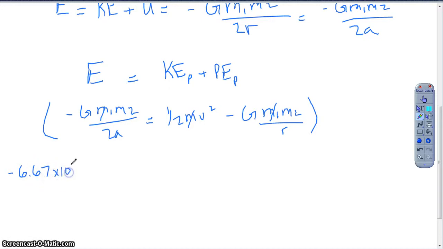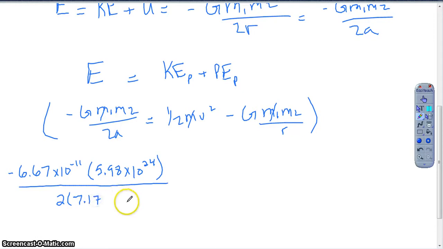So 6.67 times 10 to the negative 11th, representing my G. Plugging in the mass of the Earth, which they gave me, 5.98 times 10 to the 24th. And then again over my 2A. So I guess I actually didn't define A. I could have just left it as 2A, but that's okay. 2 times 7.17 times 10 to the 6th. So that would be the left-hand side. Once again, notice it is very important that I make sure this is a negative quantity. Otherwise, it does throw my answer off.